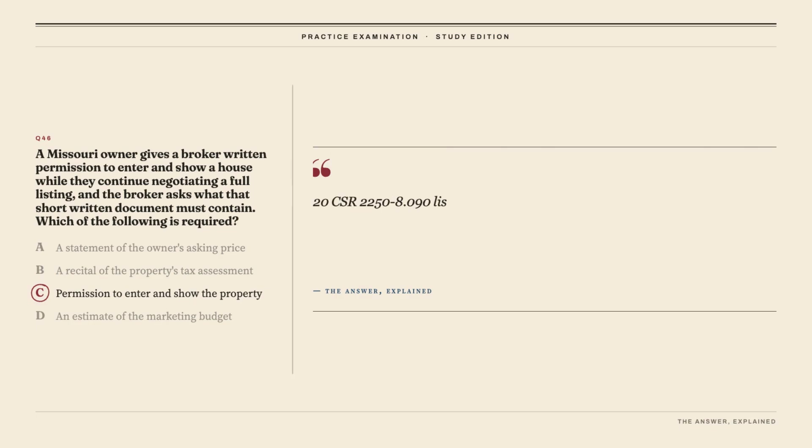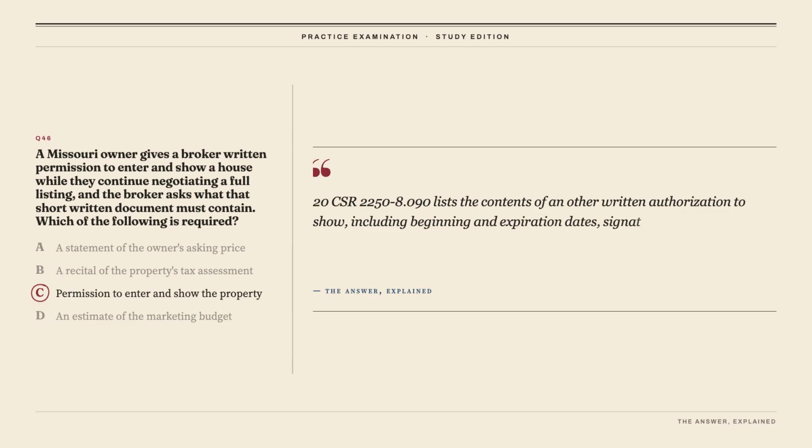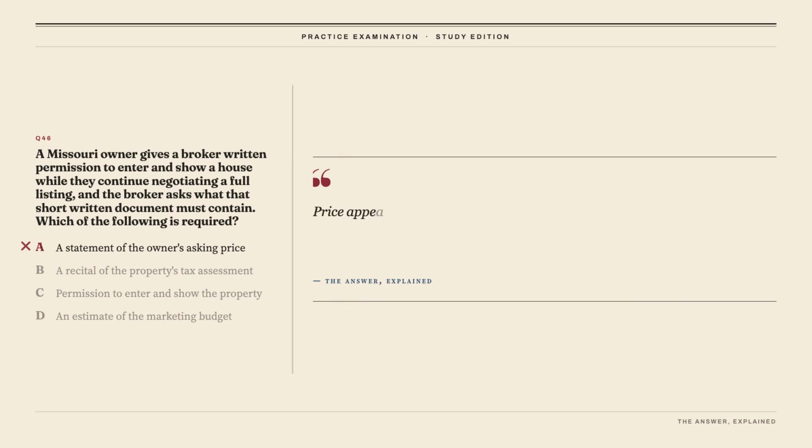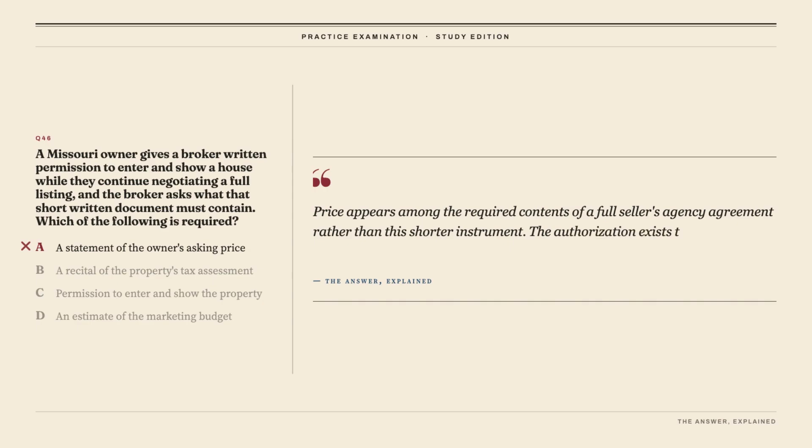C is correct because 20 CSR 2250-8.090 lists the contents of an other written authorization to show, including beginning and expiration dates, signatures of all owners, an identifying property description, permission to enter and show, and the commission or fee. A is wrong because price appears among the required contents of a full seller's agency agreement rather than the shorter instrument. The authorization exists to permit showings, not to set terms of sale.